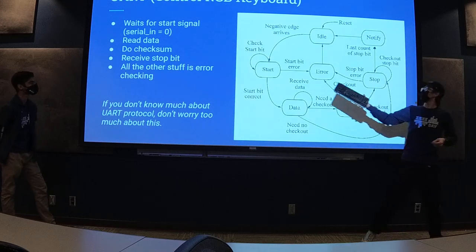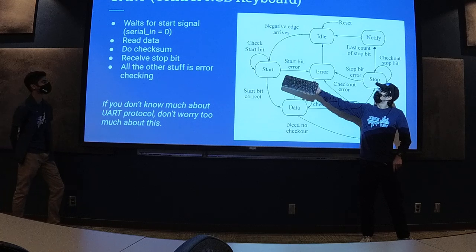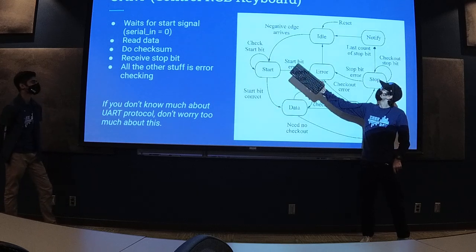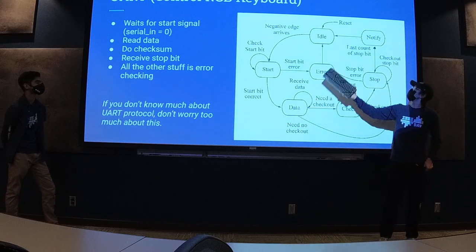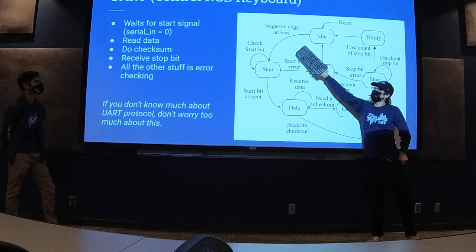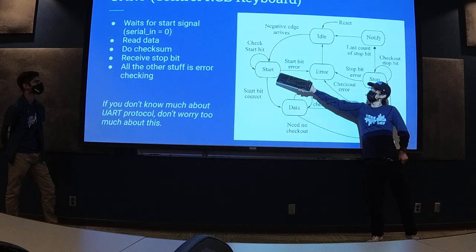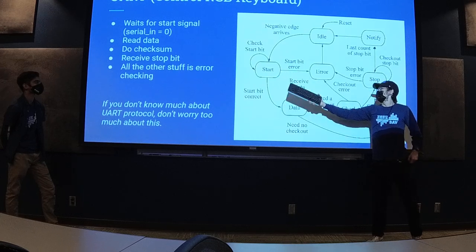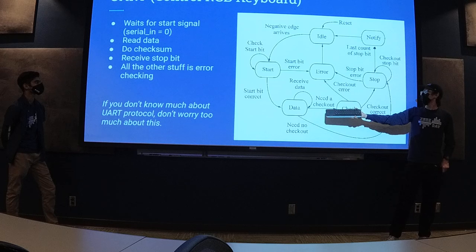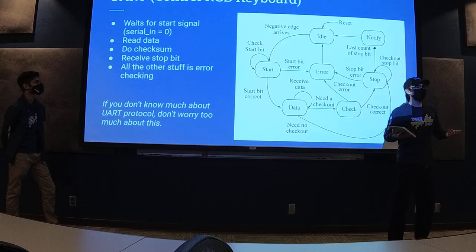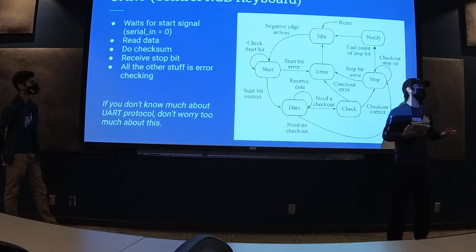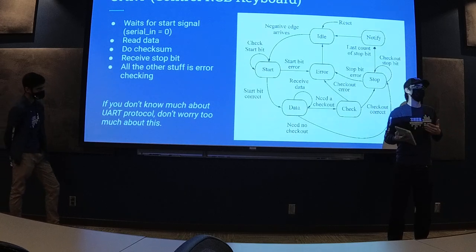So essentially, we start our state machine here, and then when we get the negative edge of our start bit, we go to our start state, where we then move on to collecting our data and then checking our checksum. If this doesn't make sense to you guys, that's all right. You've got to read into the UART protocol itself, and then it'll make a lot more sense.